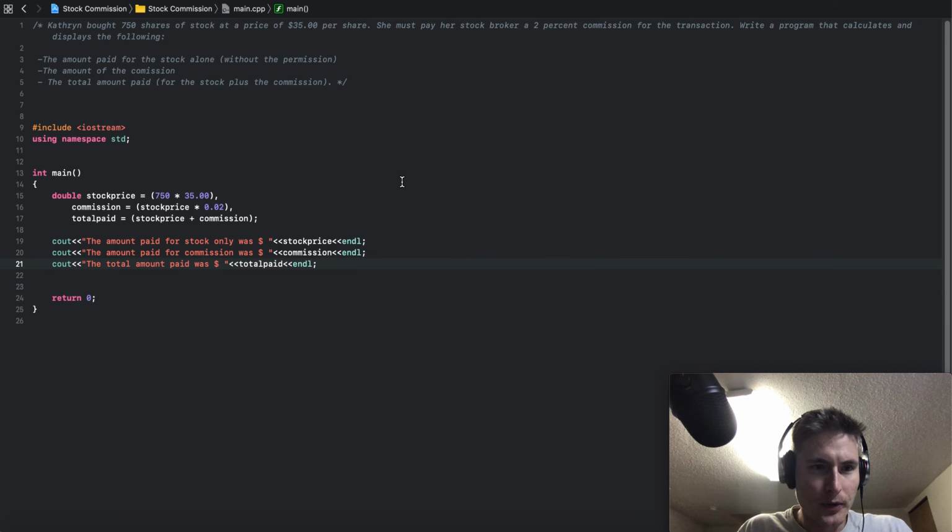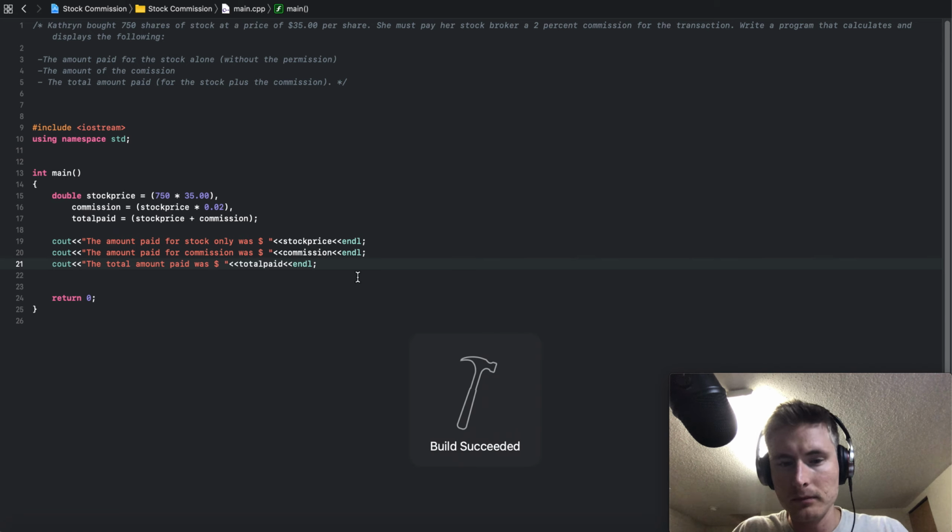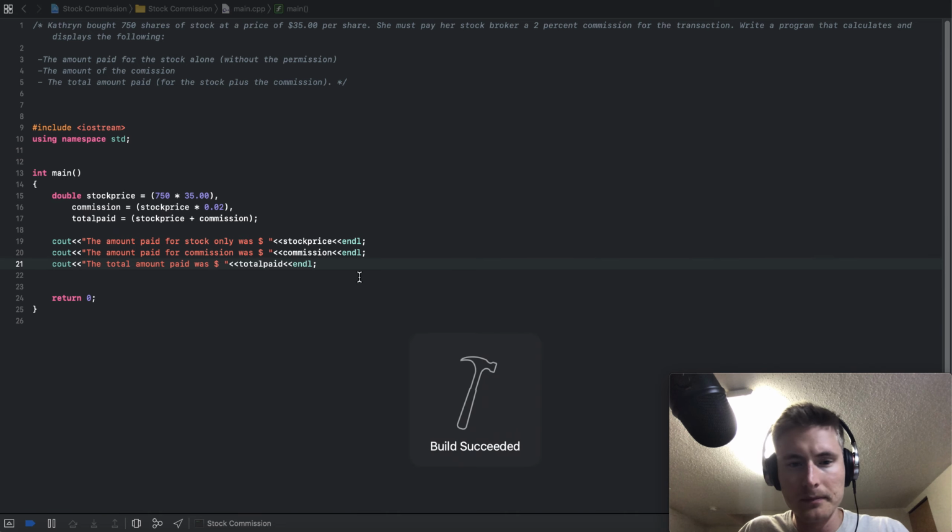So we're using type double. We've defined each of the pieces of information that they're looking for. We've put in necessary calculations, and we're asking the computer to display this string, this text, with the appropriate variable that it's asking for. Let's build it, and we'll run it.